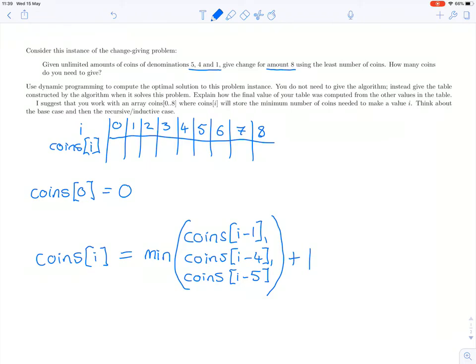So let's start filling it in. Let's fill in the base case first. To give change of 0, I need 0 coins. Now we're going to use the recurrence for the first time, and we can see we have a bit of a problem now.